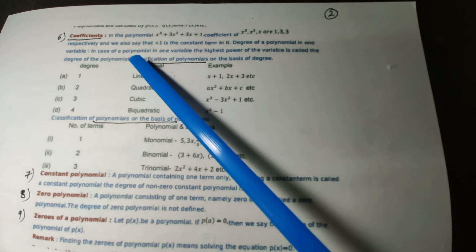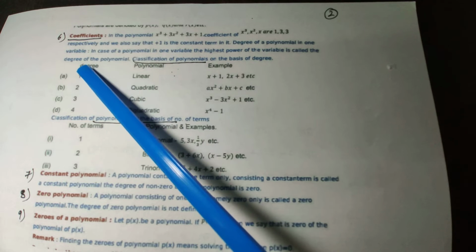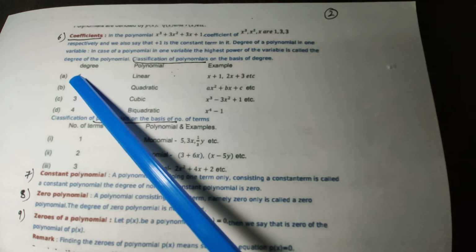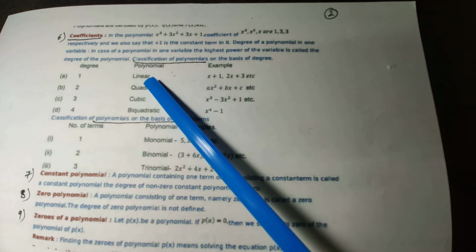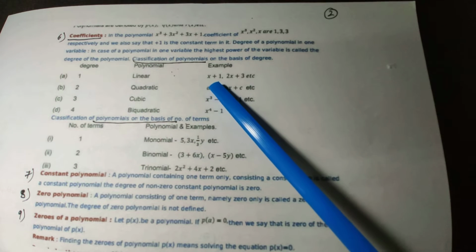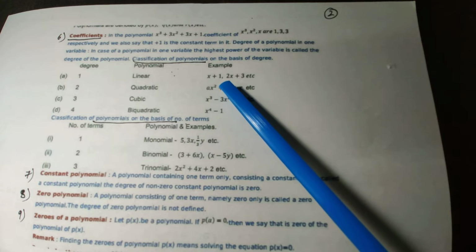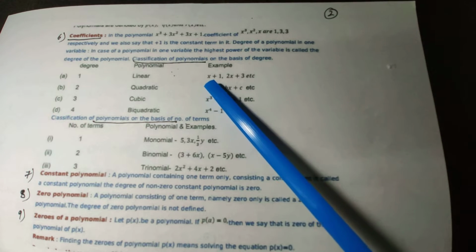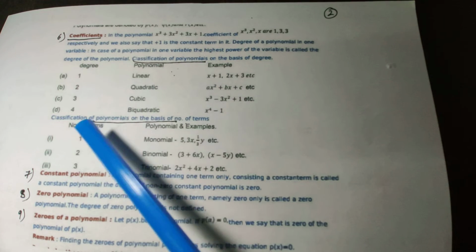Then we can classify the polynomials on the basis of their degree, right? If the degree of the polynomial is 1, then that is called a linear polynomial. Example, x plus 1 or 2x plus 3, etc. See, the power of the variable is 1. So this is called a linear polynomial.